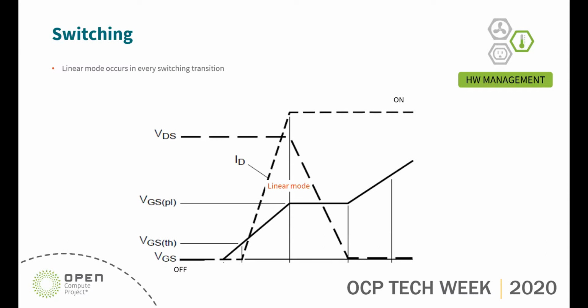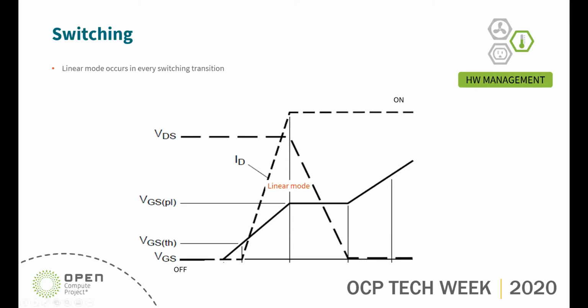Now, what does linear mode mean? Linear mode occurs pretty much every time the MOSFET goes through a switching transition. Now, this is a representation of what happens in the switching transition of the MOSFET.